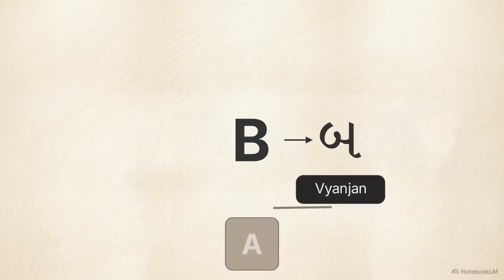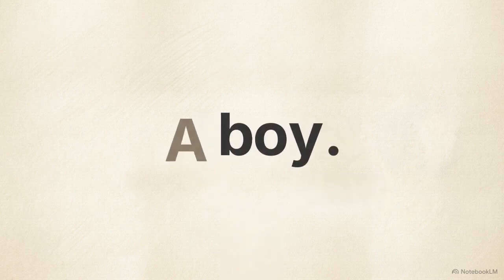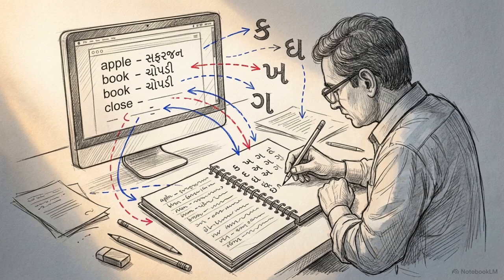Let's test this on the word boy. When you say boy, the first sound hitting your ear is ba, the Gujarati vyanjan ba. Because it's a consonant sound, the correct answer is a boy. You do not need to memorize English vowels. The acoustic sound of the Gujarati pronunciation dictates your answer every single time.